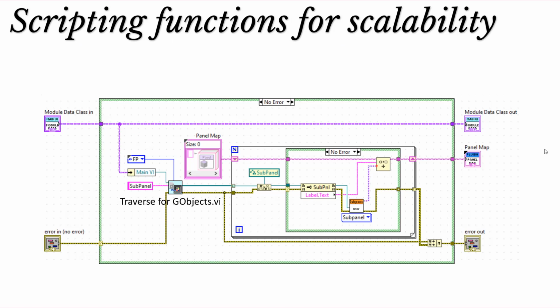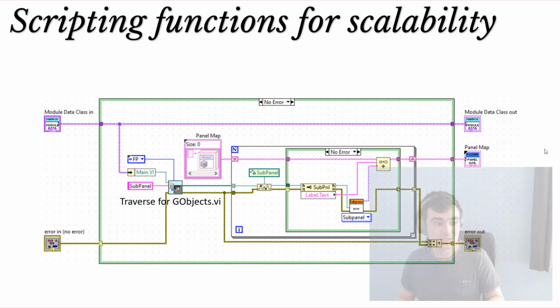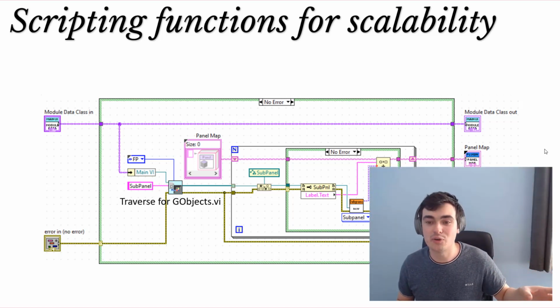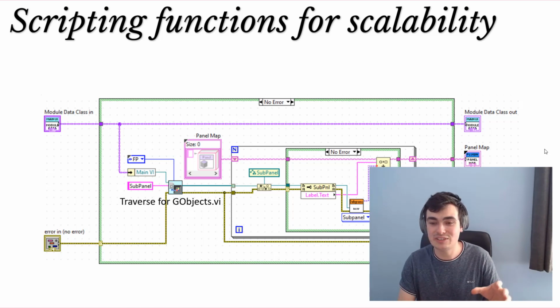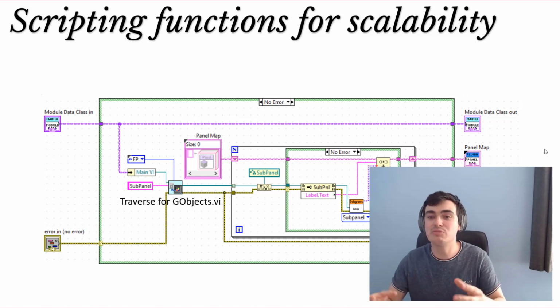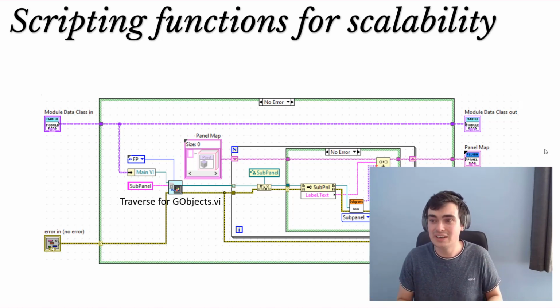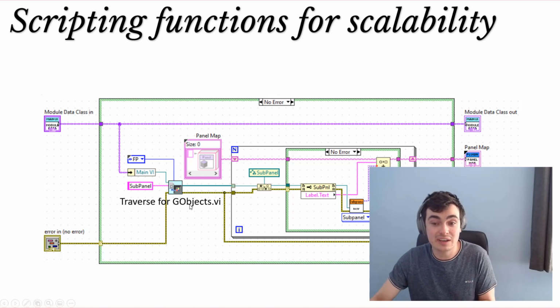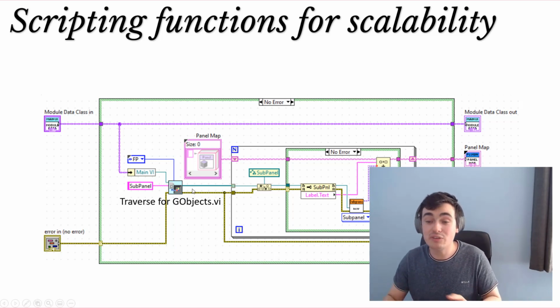The next thing I want to show is scripting functions for scalability. Now this is actually something which I need to buy Jörg a drink for, because I was looking around his application template and wondering, okay, how can you cope with having n number of subpanels? Because in my applications I need lots of nested subpanels, and I don't know exactly how many subpanels there will be. So instead I can use the traverse for GObjects VI, wire in the VI reference and look for everything that's a subpanel. It will then return just an array of those subpanels.